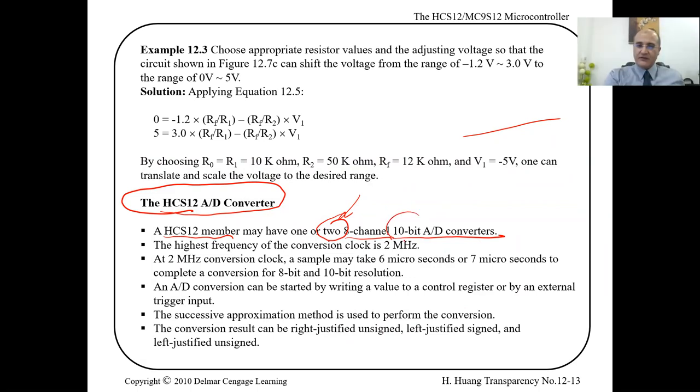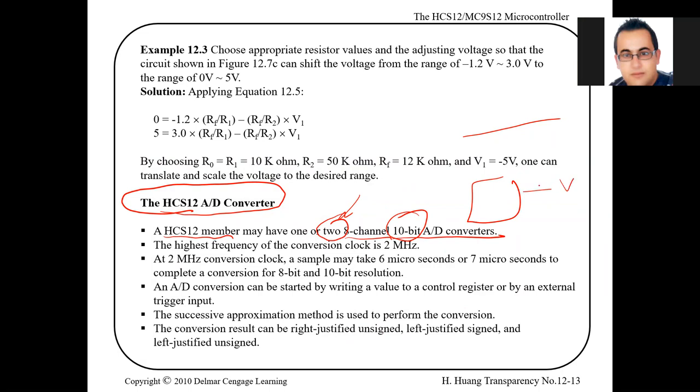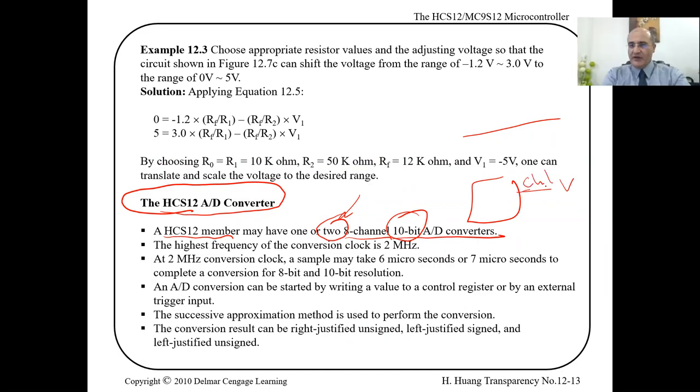10 bits. Yes, كيف 10 bits. I connected the voltage to one of the channels, مثلا channel 1 on A to D 0. If the voltage was 5 volts مثلا here, this would be 1111111111, اللي هي 1023.